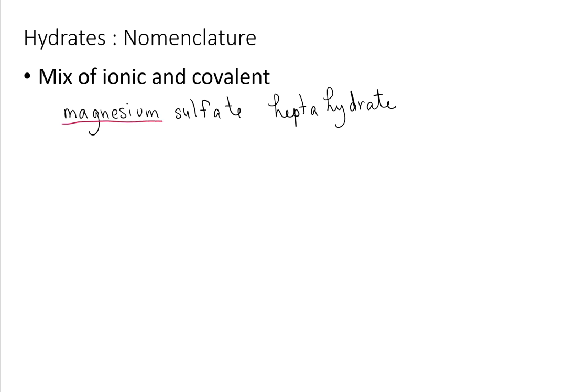We have magnesium sulfate. That's an ionic compound because it has a metal and it has a polyatomic ion. And here's our covalent part. We're talking about hepta, which is one of the prefixes. So that's what I mean, that it's kind of a mixture between them. And what a hydrate really is, is a compound that has water associated with it. You'll see what we're going to do in just a little bit. But it's an ionic compound that also has water molecules associated with it.